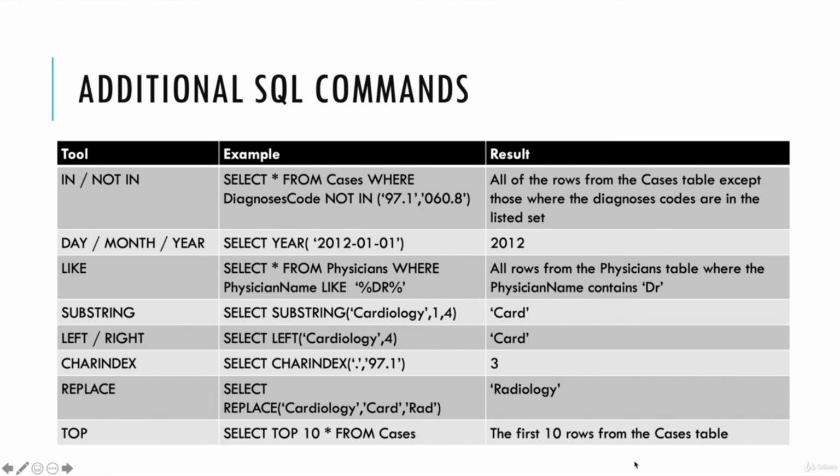Now, we talked about limit as a way to only get back a portion of results. Many different dialects have top or first as a command that you can use, but you use this in the select statement. So if we use select top 10 star from cases, it would show us the first 10 rows from the cases table. Ordered or not, it doesn't care, but it is a helpful thing, especially when you're just trying to dig into your data a little bit and understand it before writing a full query.